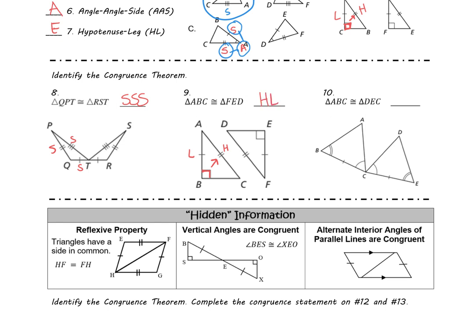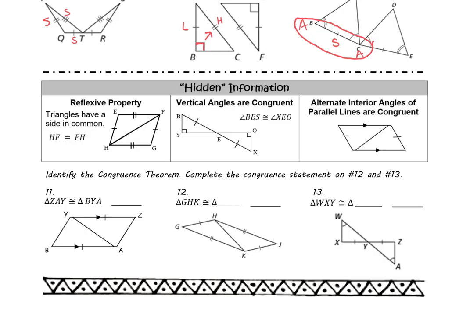And for number 10, we've got angles, and we have a side in the middle. And ASA usually lines up nice and neat. They are already in order. So ASA. In this next section, it's talking about hidden information. Sometimes there's some information that is there, they just don't label it because it's assumed that it's already there. So let's go through each of these.